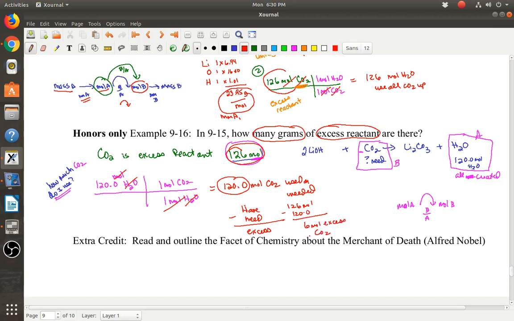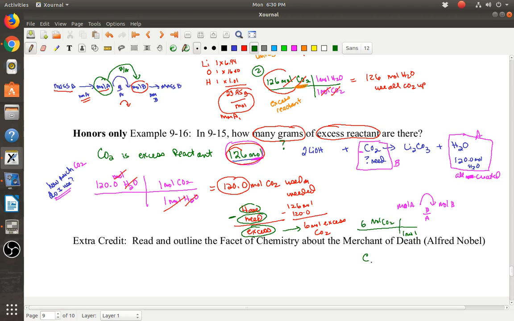Do you see this equation? The amount that you have minus the amount that you need or the amount that you use gives you your excess amount. So my excess amount is 6 moles. I have 6 moles too much. Well, that's fine, but the question is grams, so I have to turn that into grams. So 6 moles of CO2, and I have to know the molar mass. One mole is what, because I'm turning moles to mass now. So I need the molar mass of carbon dioxide.